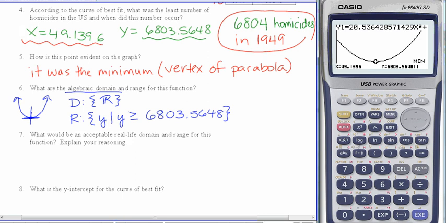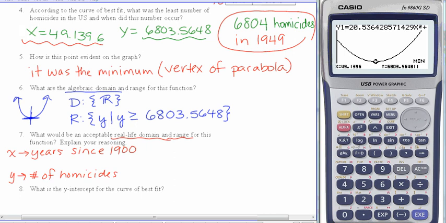Explain your reasoning. Well, in real life, we have to think about what the domain and what the range are. X is the domain. The domain is the number of years since 1900. The range is the number of homicides. We also call these sometimes the practical domain and range. In other words, in real life.